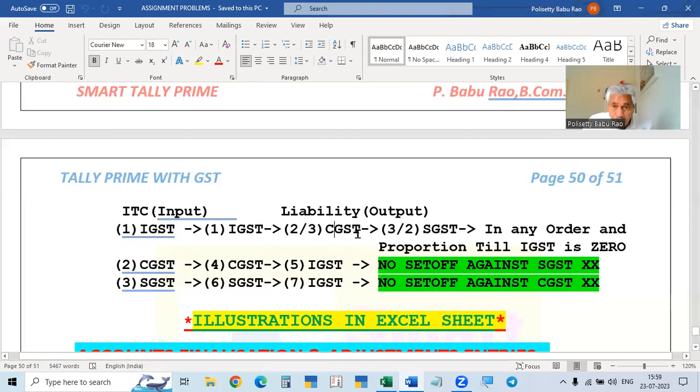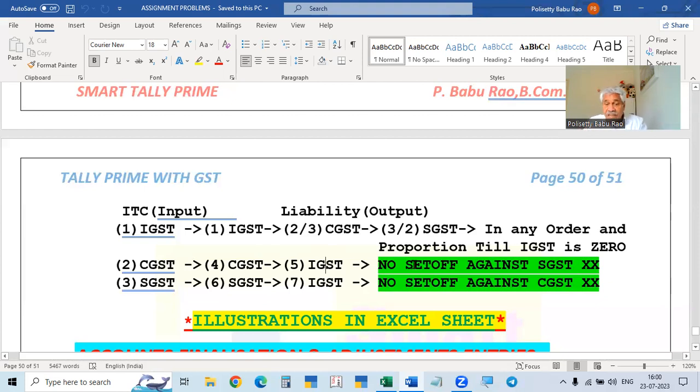If it becomes zero and there is still liability, then we have to go to CGST. This CGST can set off first against itself, that is, CGST against CGST first, and if there is still balance and it is necessary, then the balance can be set off against IGST. But it cannot set off against SGST.